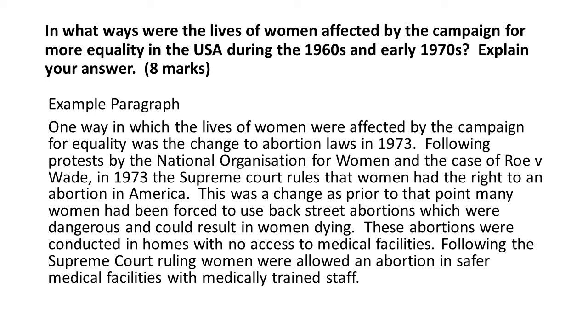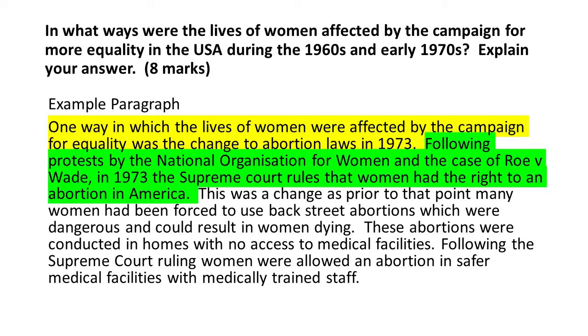So let's have a look at that answer and see how it's been constructed. Now, I've highlighted for you in yellow the point. One way which women's lives changed was change to abortion laws. So that's the point that's going to be made in this paragraph. Now I've given some evidence, and I've talked about the National Organization for Women and the case of Roe v Wade. That's highlighted in green for you.